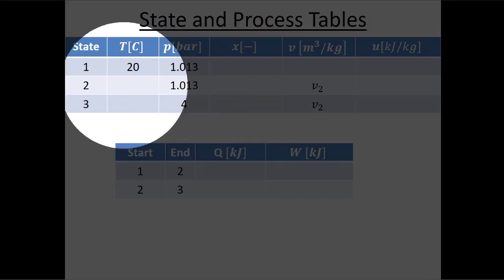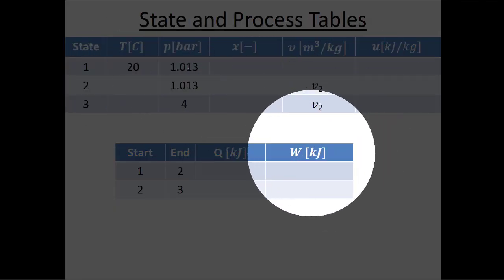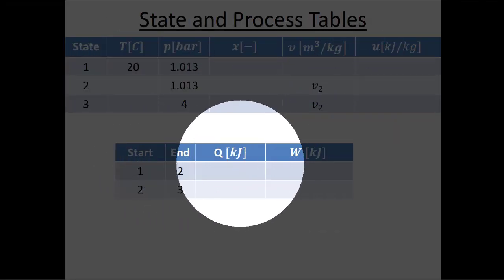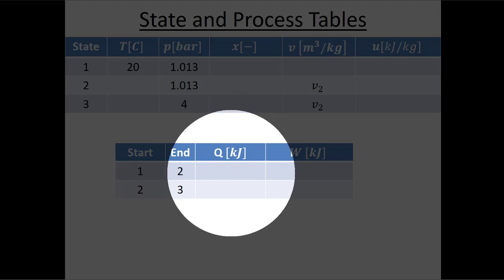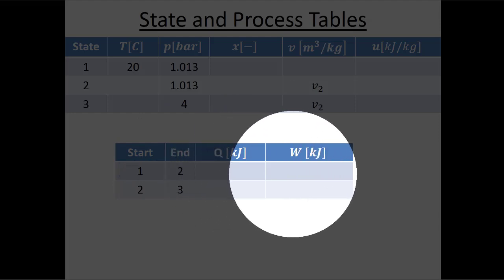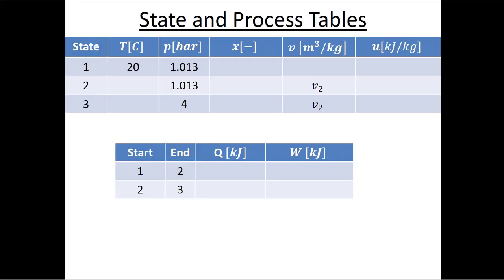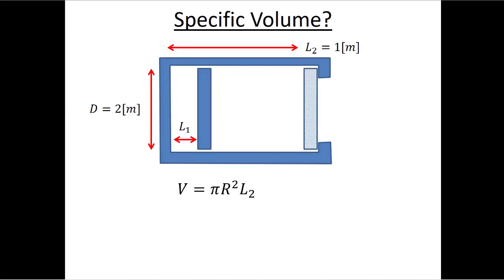Here I have a state table at the top, and then I've also done this process table where I'm going to write what the heat transfer in process 1 is and the work in process 1, and the same things for process 2. So I can just add those up to find the total heat and the total work. So now, how are we going to go about finding specific volume?